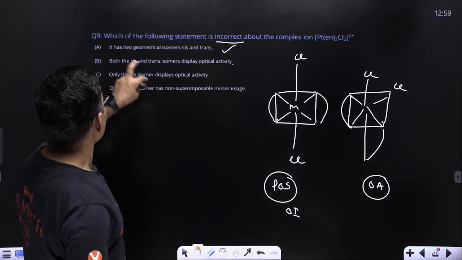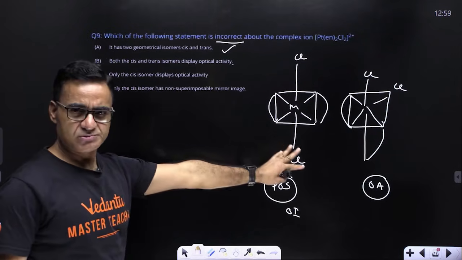Now let's come to the options. It has 2 geometrical isomers, perfect.